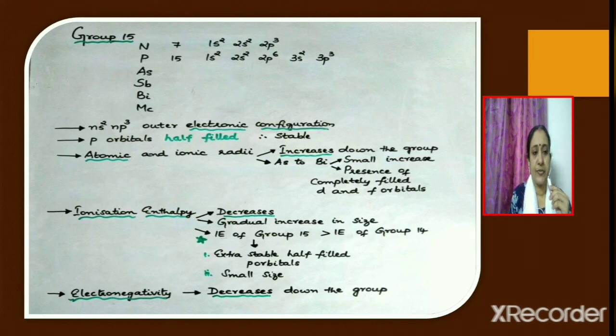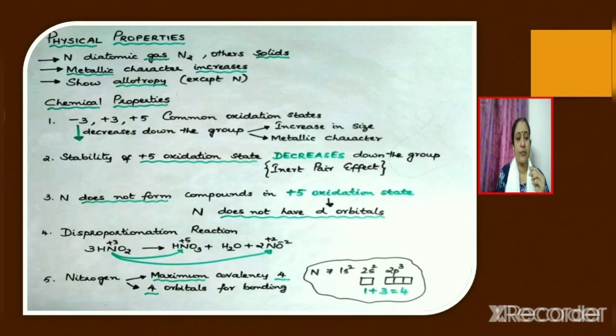Electronegativity of group 15 elements. It is found that electronegativity decreases down the group. Chemical properties of group 15 elements. You know that nitrogen is a diatomic gas, whereas other elements exist as solids. The metallic character increases down the group. Nitrogen is a non-metal, whereas bismuth is a metal. So metallic character increases as we move down the group. All these elements exhibit allotropy except nitrogen.